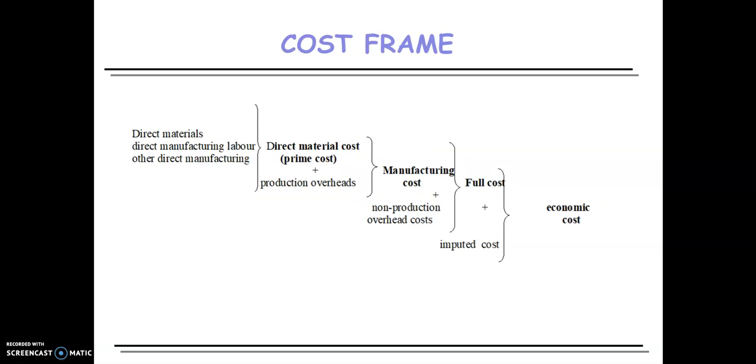Cost frame. Direct cost or prime cost is the sum of direct raw materials, direct manufacturing labor, and other direct manufacturing. If you add production overheads to prime cost, you have manufacturing cost. By adding non-production overhead costs, you have full cost. By adding imputed cost, you have economic cost.